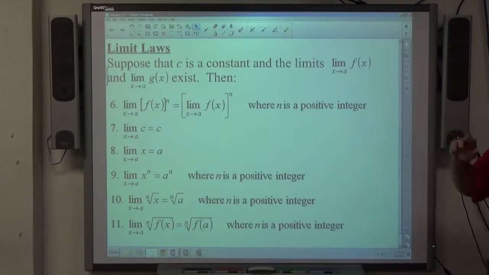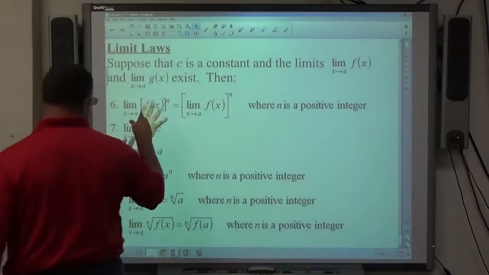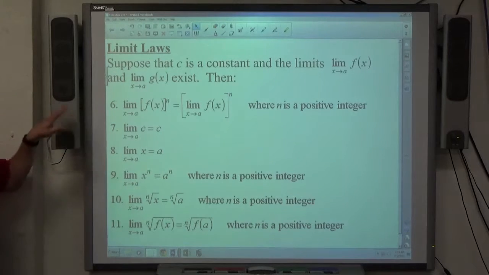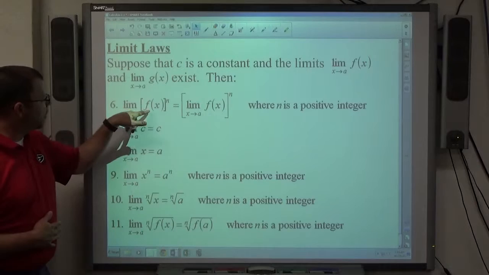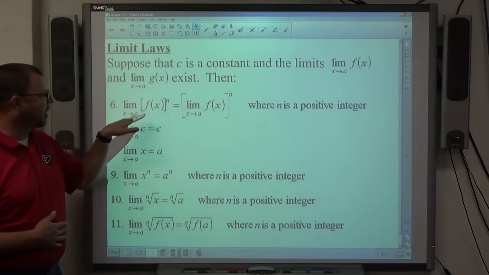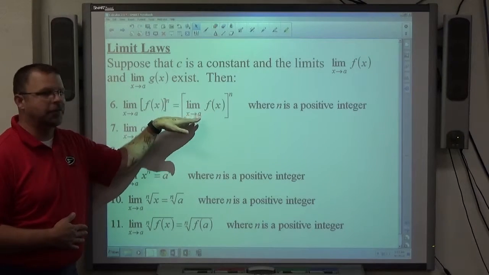Continuing on, the next set of laws. And this is the last one as far as creating new things, and then everything else is more evaluating things. If you have the limit of a function to a power, that's the same as the limit of the function evaluated first, raised to the power.